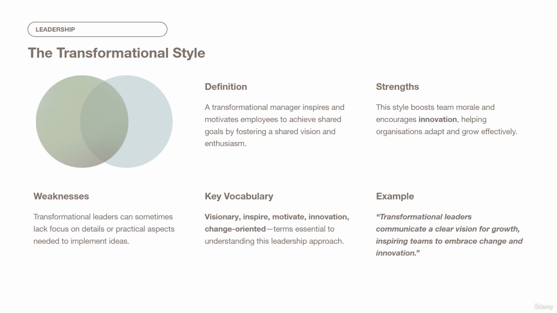Transformational style. A transformational manager inspires and motivates employees to achieve shared goals by fostering a shared vision and enthusiasm. The strength of this is the style boosts team morale and encourages innovation, helping organizations adapt and grow effectively.